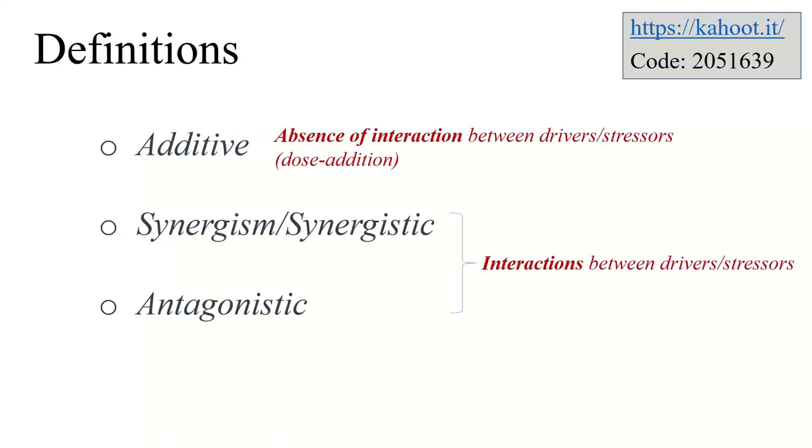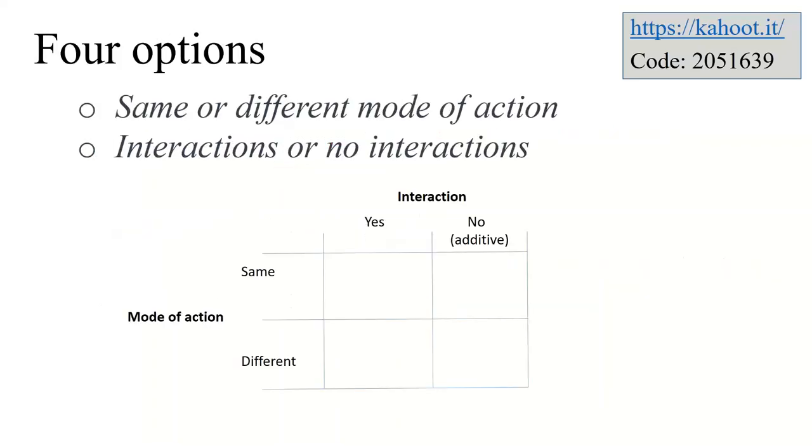So something else will happen because the two stressors are actually acting on different things within your organism or your ecosystem. So you end up with four different options. You can have stressors that either have the same or different modes of action, and that can have interactions or not. If you're in the case where you don't have interaction, then that's what you would call additive. Or you can have interactions. All right, so you have to understand the mode of action and then try to understand if they have interactions or no interaction.